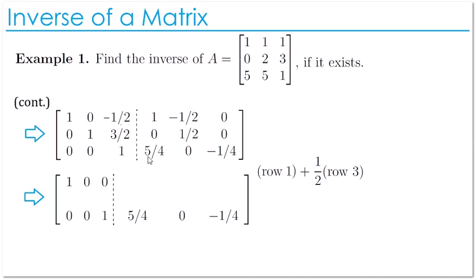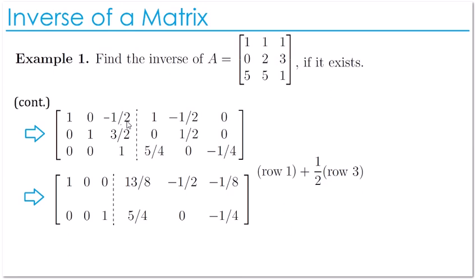If we multiply this by 1 half, we have 5/8. Then add this to 1, we get 13/8. This is still 0 when we multiply by 1 half, so we have negative 1 half. Then negative 1/4 times 1 half, that is negative 1/8 plus 0, negative 1/8.